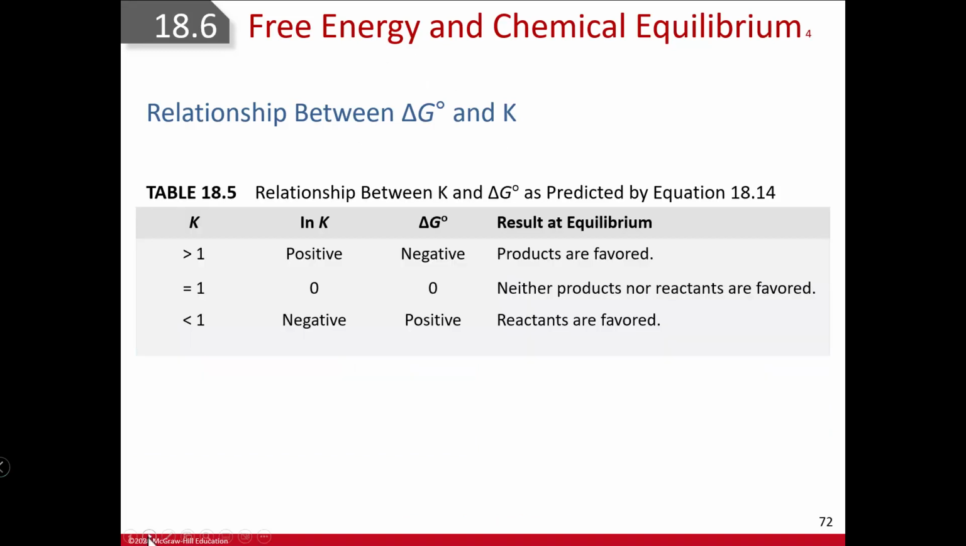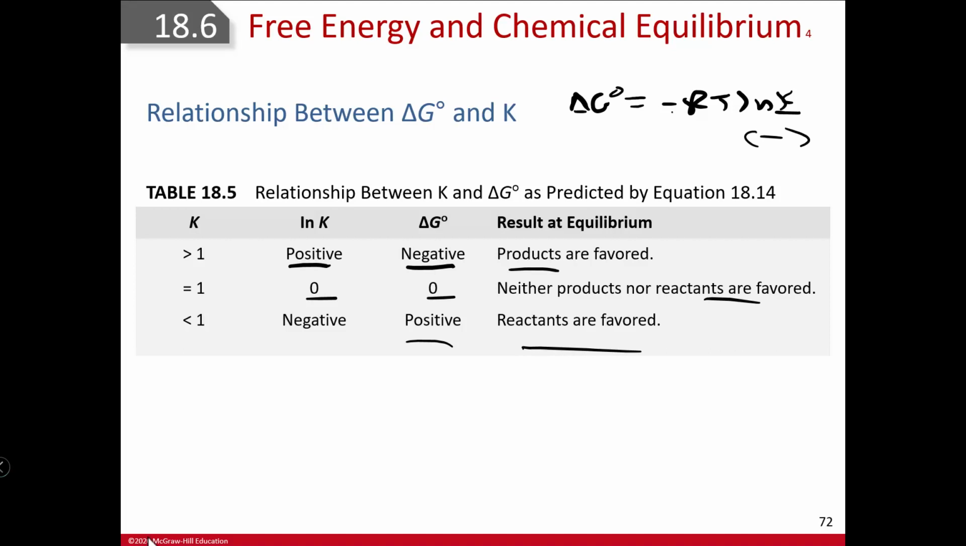All right, so in summary, if K is greater than 1, ln of K will be positive. But remember, it's delta G naught equals negative RT ln of K. So when K is greater than 1, overall this term is going to be negative and the products are favored. When K is equal to 1, ln of K is 0, delta G is 0, and neither reactants nor products are favored. And when K is less than 1, then ln of K is going to be a negative value, and a negative times a negative gives a positive for delta G, and the reactants are favored. So graphically, you saw it on the previous slide. Here's a table form of what we just did.